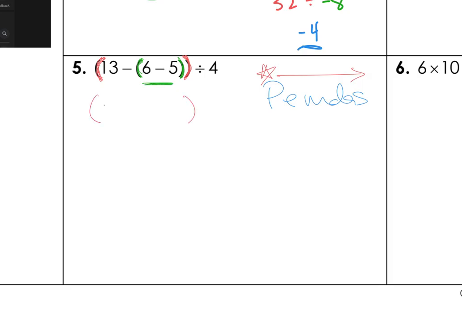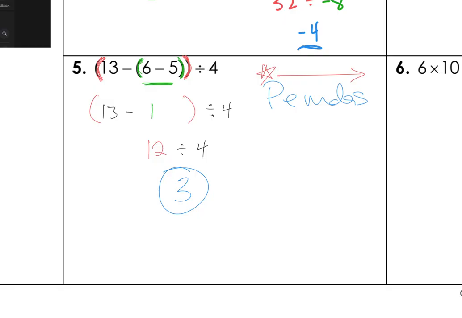So here's what I'm going to do. 6 minus 5 is 1. Not that hard, right? And I'm just going to copy everything else down. Okay, now I still have parentheses, so I still should do that. 13 minus 1 is 12, divided by 4. And now there's only one step left, right? And it's that you get 3.